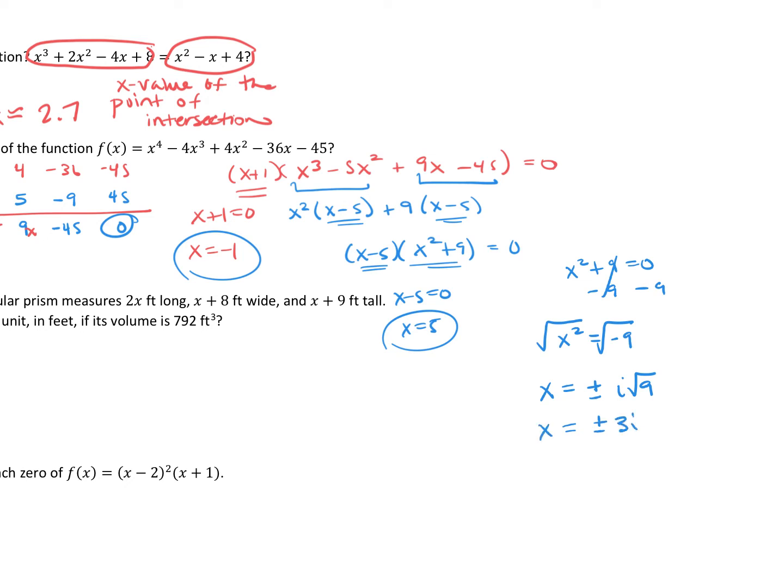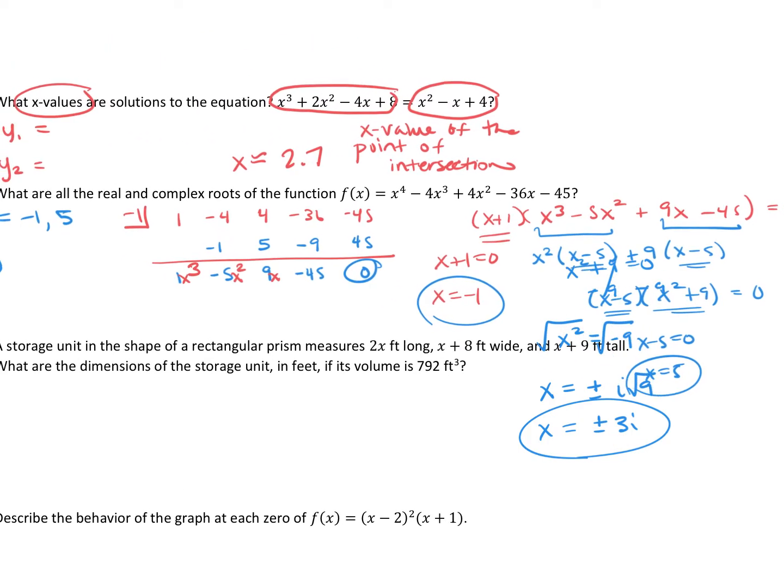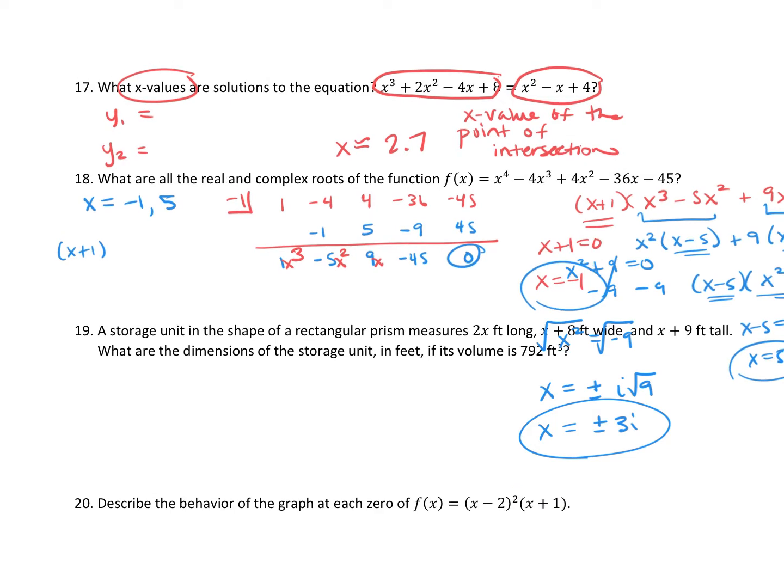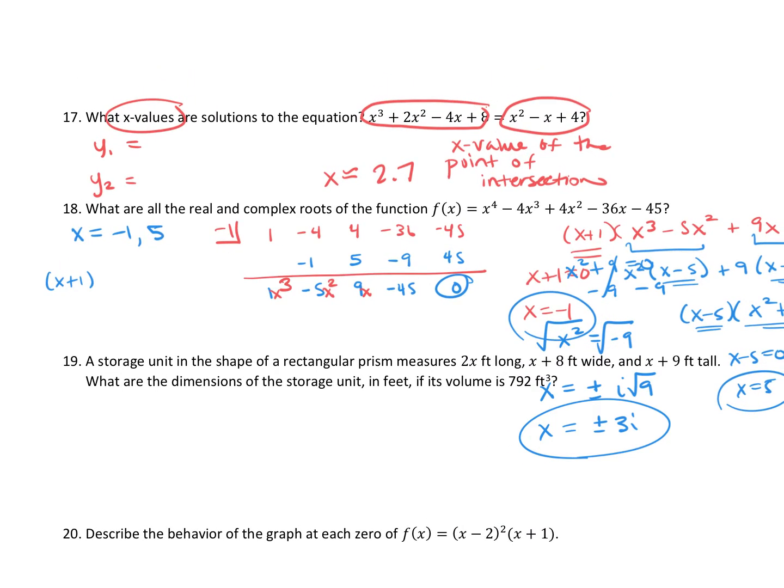So those are the other two roots that we're missing, or that we're asked to find. We've got two real roots and two complex roots. Let me go back to where the question was. Oh, I forgot. We got these two roots from our graph. So we got the negative 1 and 5 from the graph. Now we're adding to our list: we have a positive 3i and a negative 3i. We have found all of the roots, the real and the complex roots of this function.